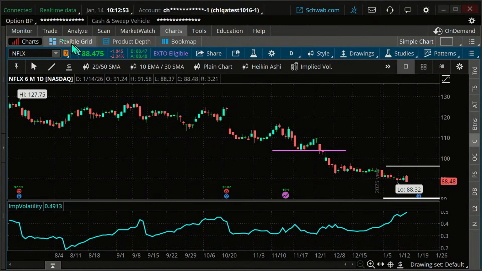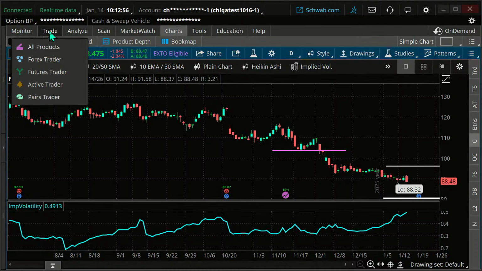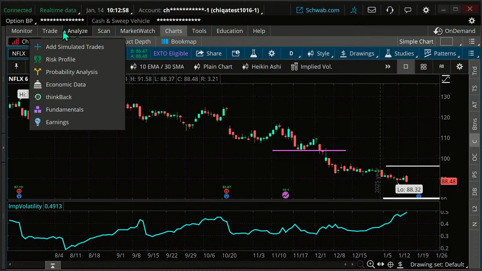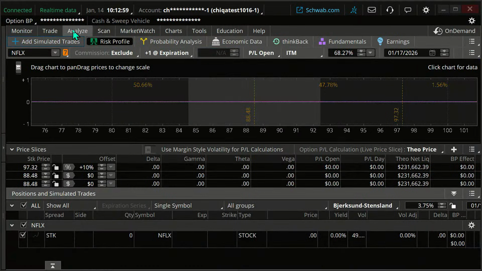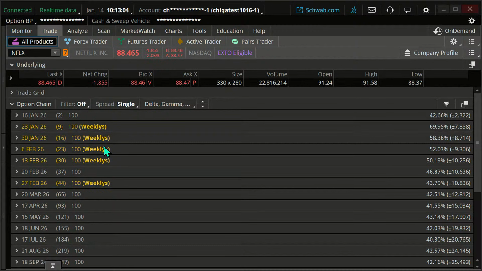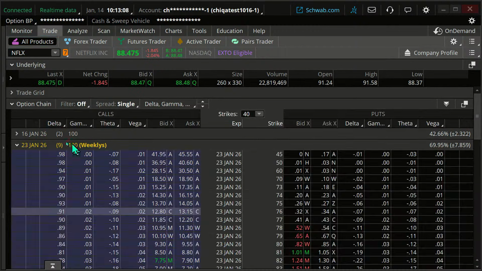I'm going to go to the Analyze tab. And let's go to the Trade tab and just show you from there. I'm going to go out 9 days. I'm going past earnings, the first one past earnings. Now, this Iron Condor trade we're doing, I'm only going out 9 days.